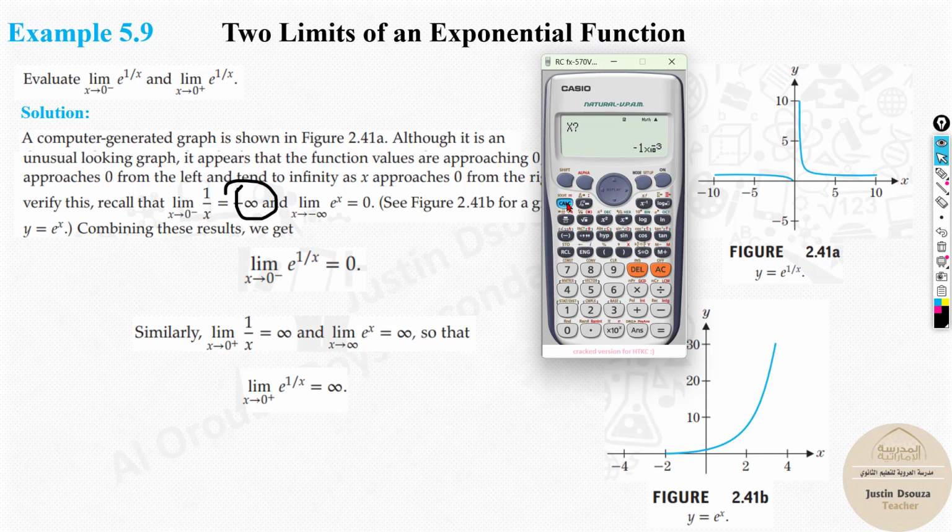So over here, calculate this 0.1 first. You can see it's a huge number. Then calculate 0.01. If you go further, you will get an error. Why? Because that number cannot be fitted into the screen. So that's the reason. So you can see the one-sided limit from the negative part of 0 is 0, whereas from the right side it's infinity.